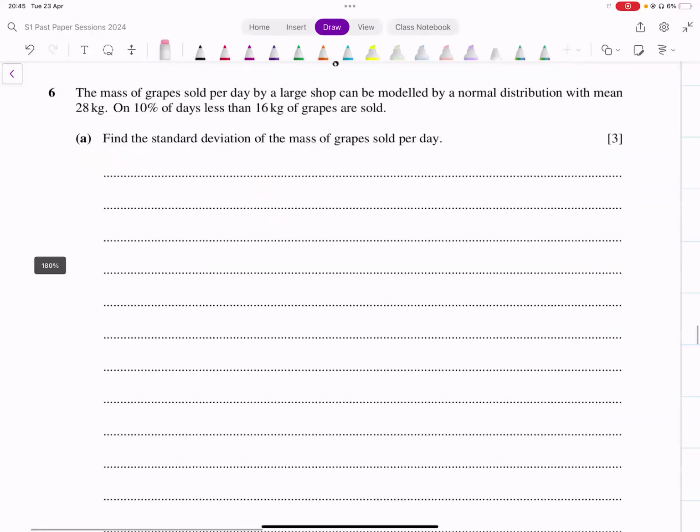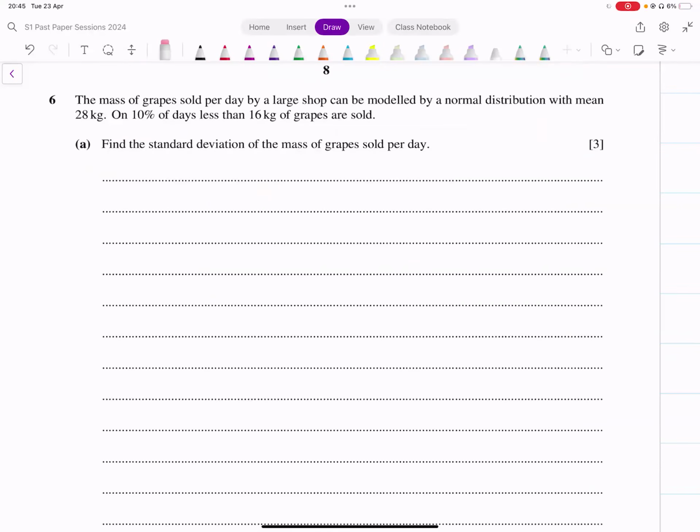Question number 6. It says, the mass of grapes sold per day by a large shop can be modeled by a normal distribution with mean 28 kg. On 10% of the days, less than 16 kg of grapes are sold. Find the standard deviation of the mass of grapes sold per day. Okay. So we have a normal distribution. We are given the mean. Mean is 28. On 10% of the days, less than 16 kg of grapes are sold.